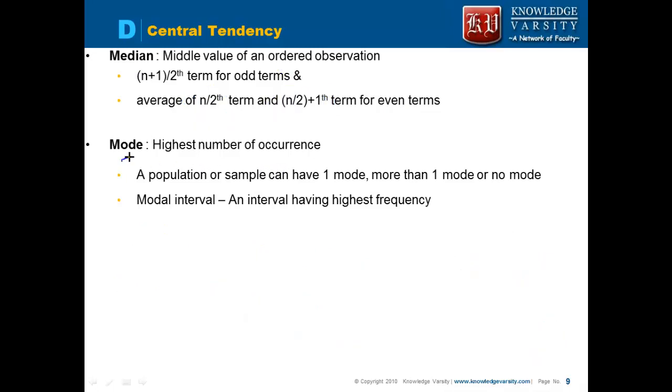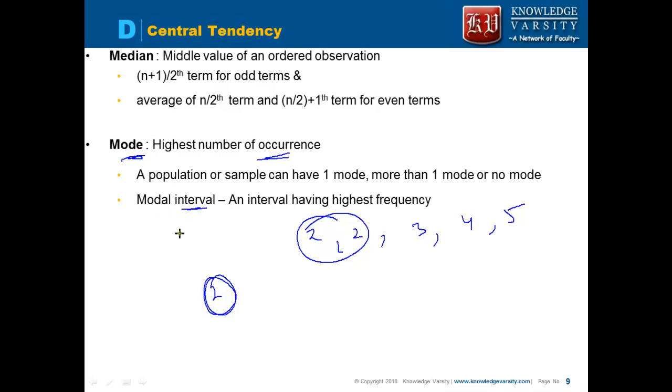Then what is mode? Mode is the highest number of occurrences in a data set. As an example, suppose the numbers are like this. In this case, 2 is occurring the most number of times, so your mode is 2. That is, whichever number is occurring the most. In case of class intervals, the interval which has the highest frequency is called your modal interval.